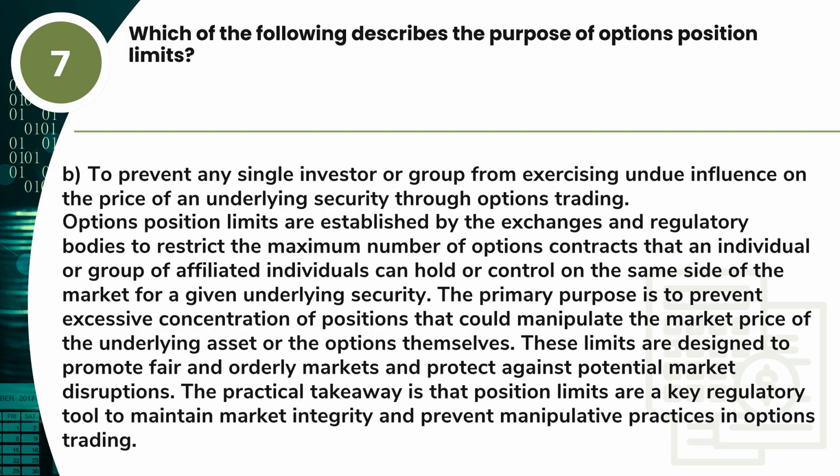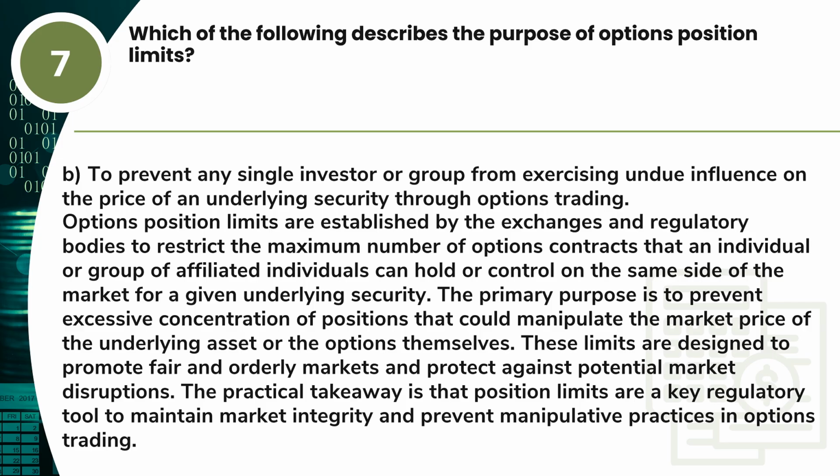Answer: B. To prevent any single investor or group from exercising undue influence on the price of an underlying security through options trading. Explanation: options position limits are established by the exchanges and regulatory bodies to restrict the maximum number of options contracts that an individual or group of affiliated individuals can hold or control on the same side of the market for a given underlying security.